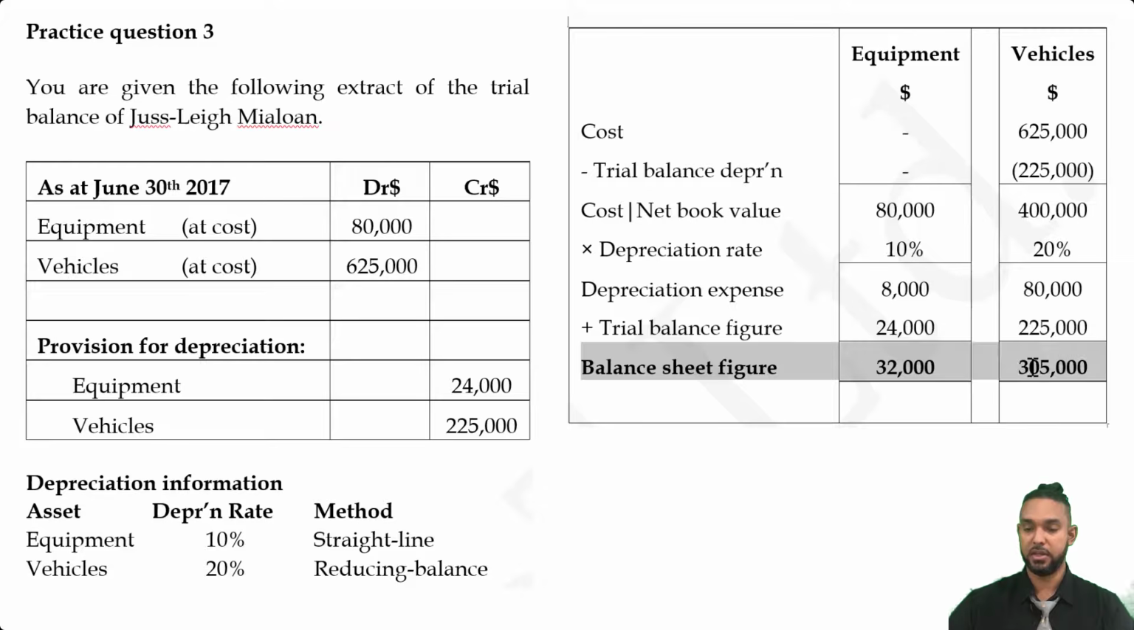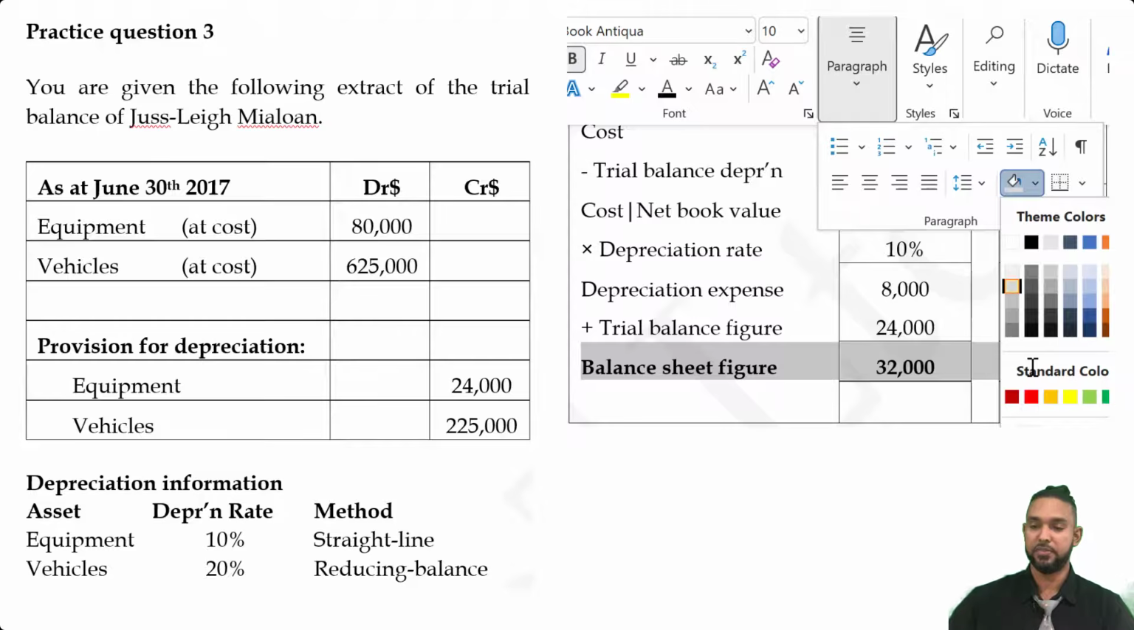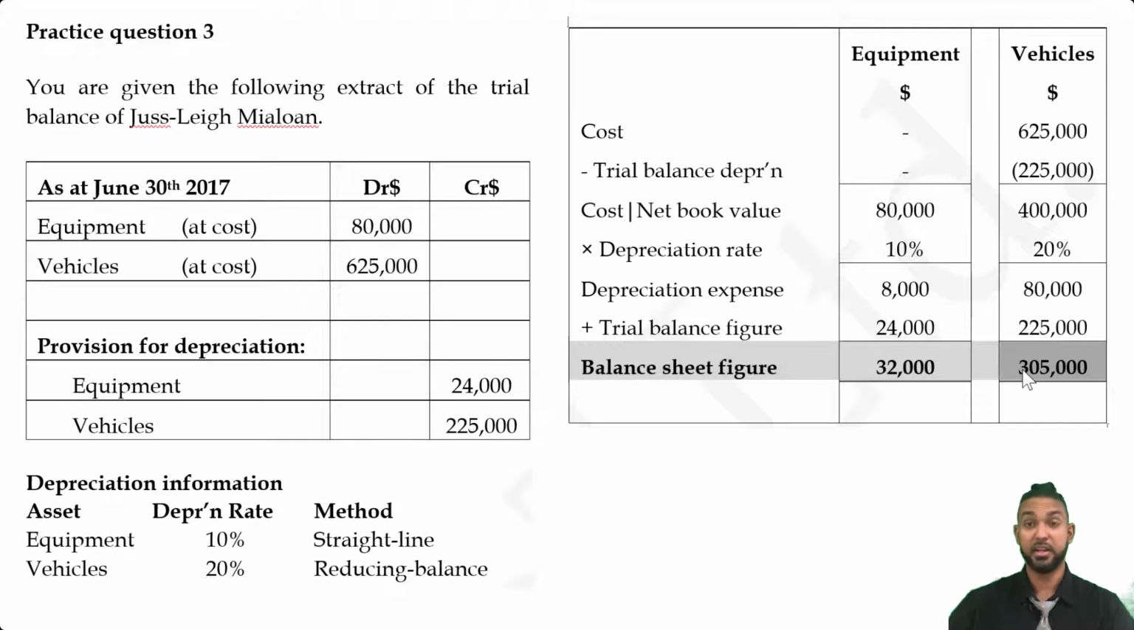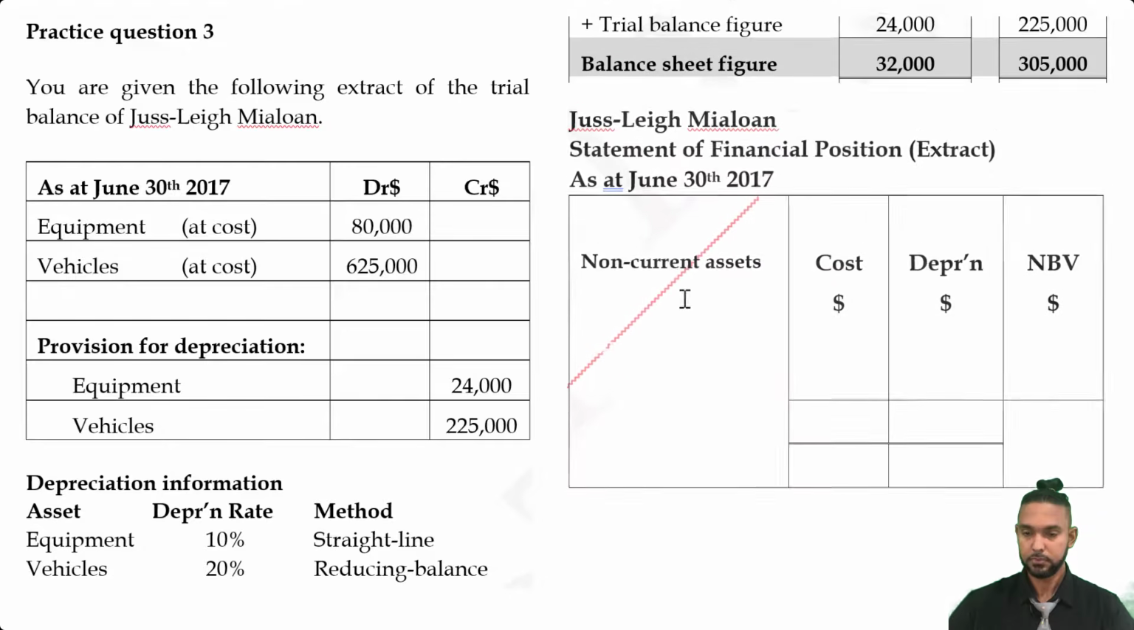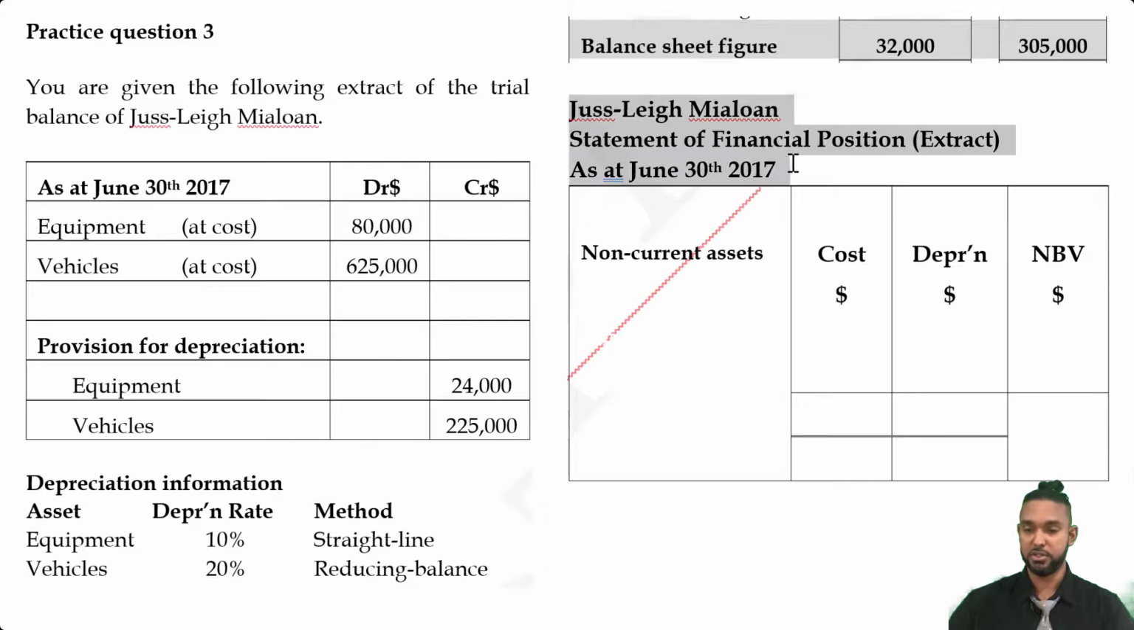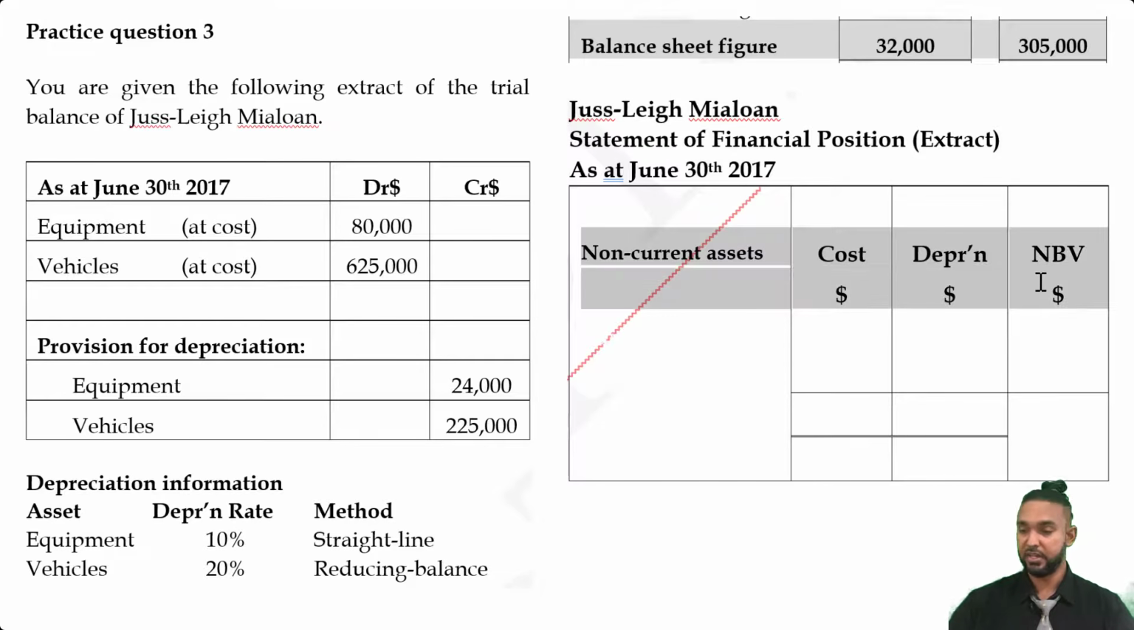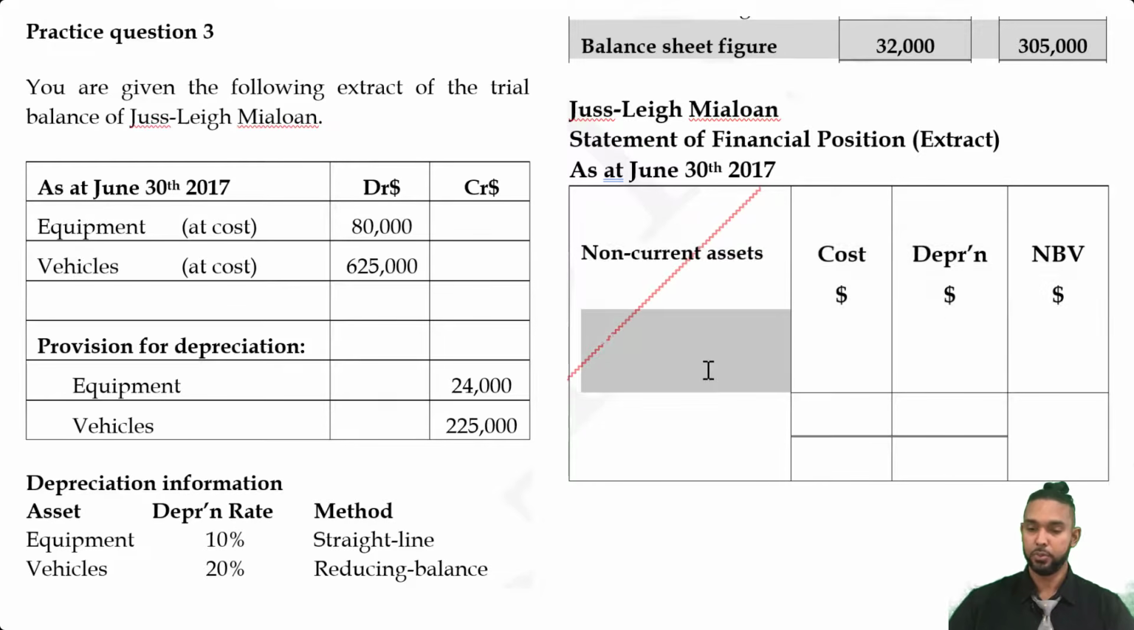So these figures here have to be put in the balance sheet. Let's take a look at the balance sheet extract now. Did you head it up properly? Just Leave Me Alone, statement of financial position, extract as at 30th June 2017. Don't forget to head up your columns, please. So we have two assets. Of course it's quite possible to have more, but I'm just using two because space was limited and I don't want to do too many things at the same time.